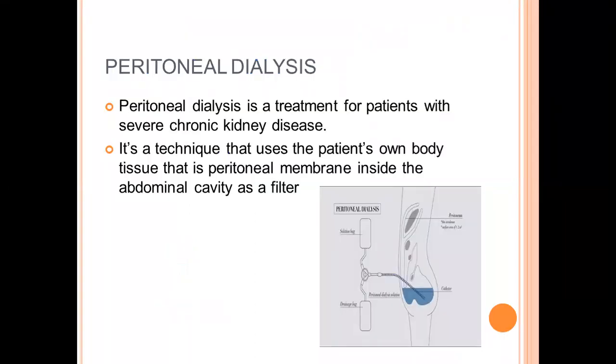My topic name is peritoneal dialysis. Peritoneal dialysis is a treatment for patients with severe chronic kidney disease. It's a technique that uses the patient's own body tissue, that is the peritoneal membrane inside the abdominal cavity, as a filter. The peritoneal membrane acts as a natural filter to remove toxic substances and metabolic wastes.